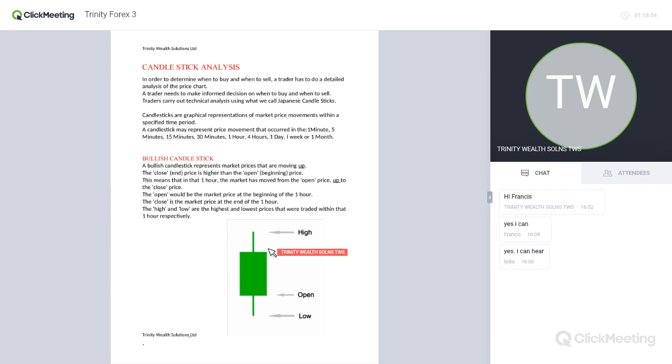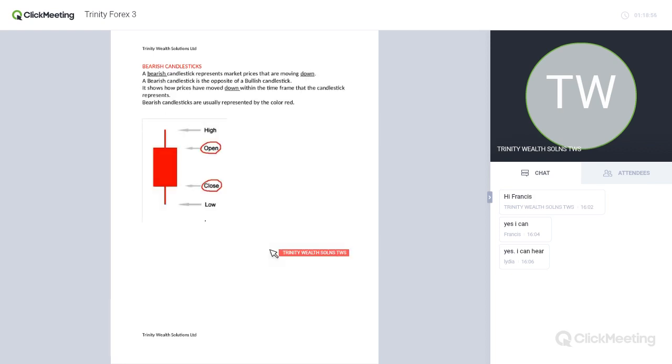All right. Then you're going to look at the bearish candlestick. It's just the opposite of the bullish candlestick. A bearish candlestick represents market prices that are moving downward. So the sellers are the ones in control.